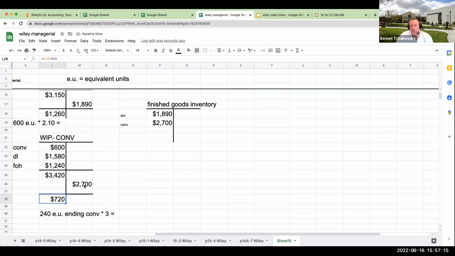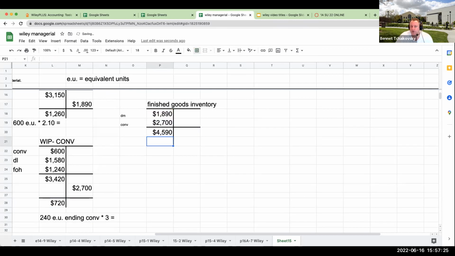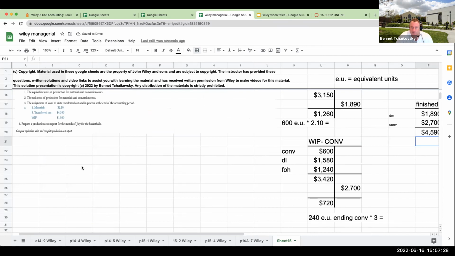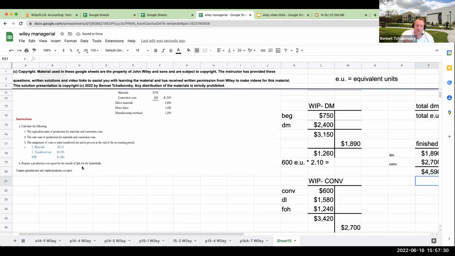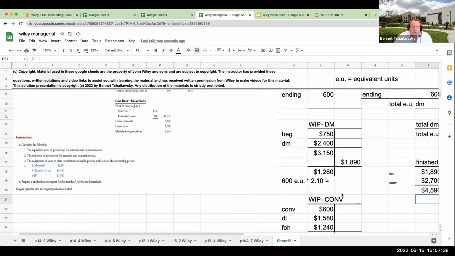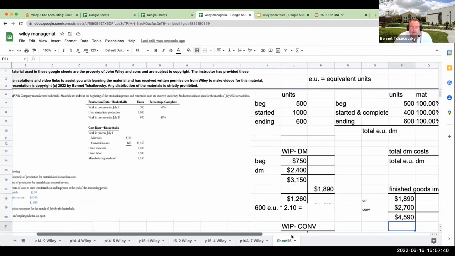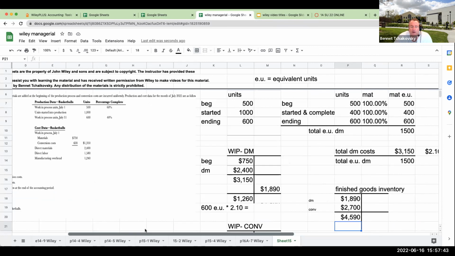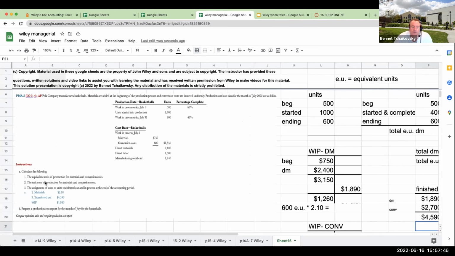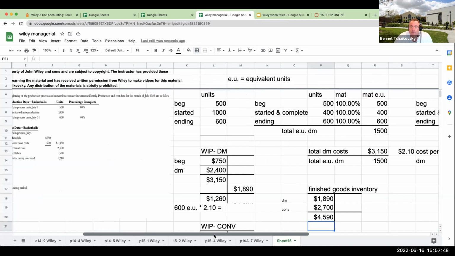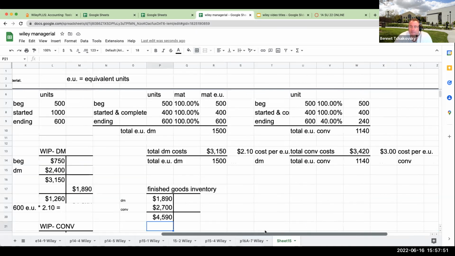So my ending inventory is going to consist of 1260 plus 720. And then my finished goods inventory is going to be consisting of 1890 plus 2,700. Now let's see what this question actually asked us to go through and do. So over here, it said the equivalent units of production for materials and conversion costs. So we said right over here, well, the equivalent units were 1,500 and then 1,140. The unit cost of production for materials and conversion. Well, this is going to be 210 and 3.